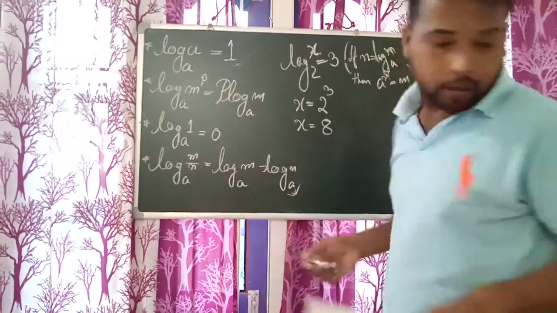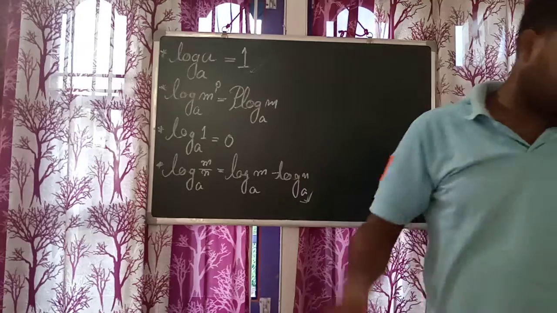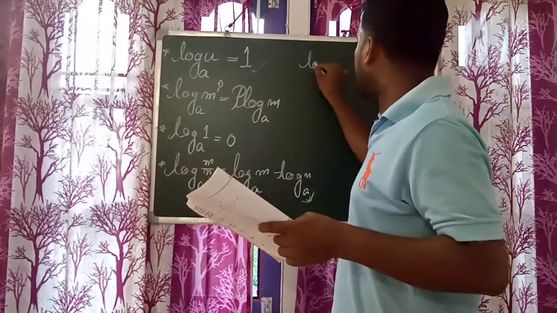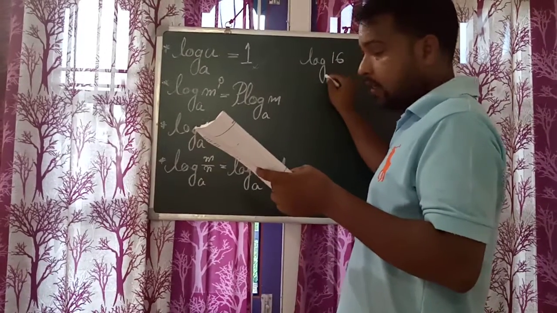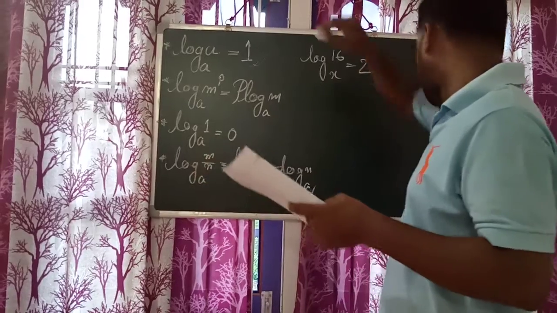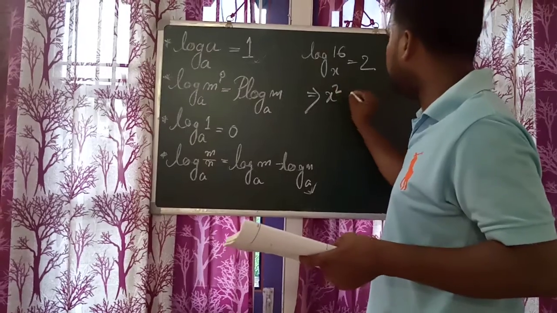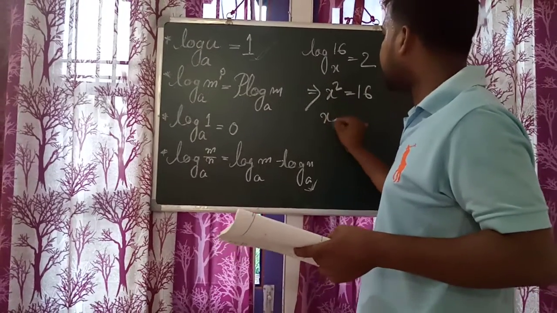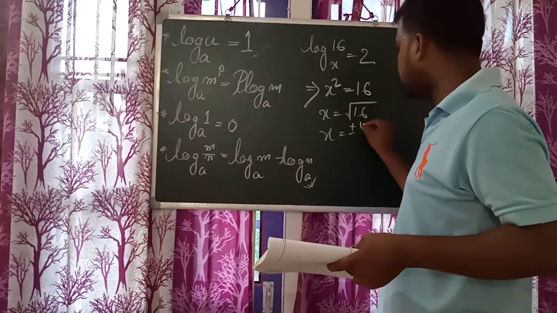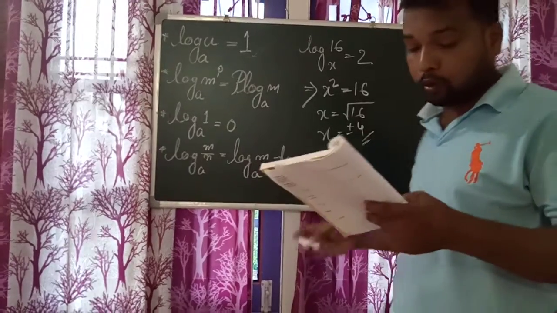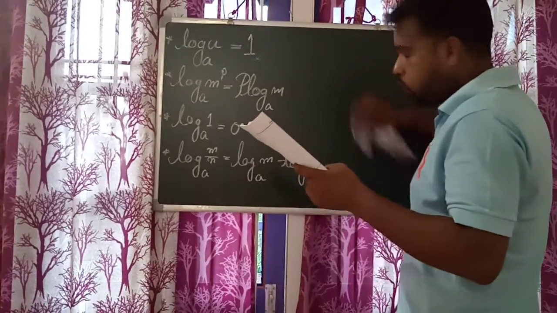Suppose see question number 2: log 16 base x is equal to 2. It implies x to the power 2 is equal to 16. x is equal to root over 16. x is equal to plus minus 4. Like this way you have to do. Then I am doing one difficult question, number 4.